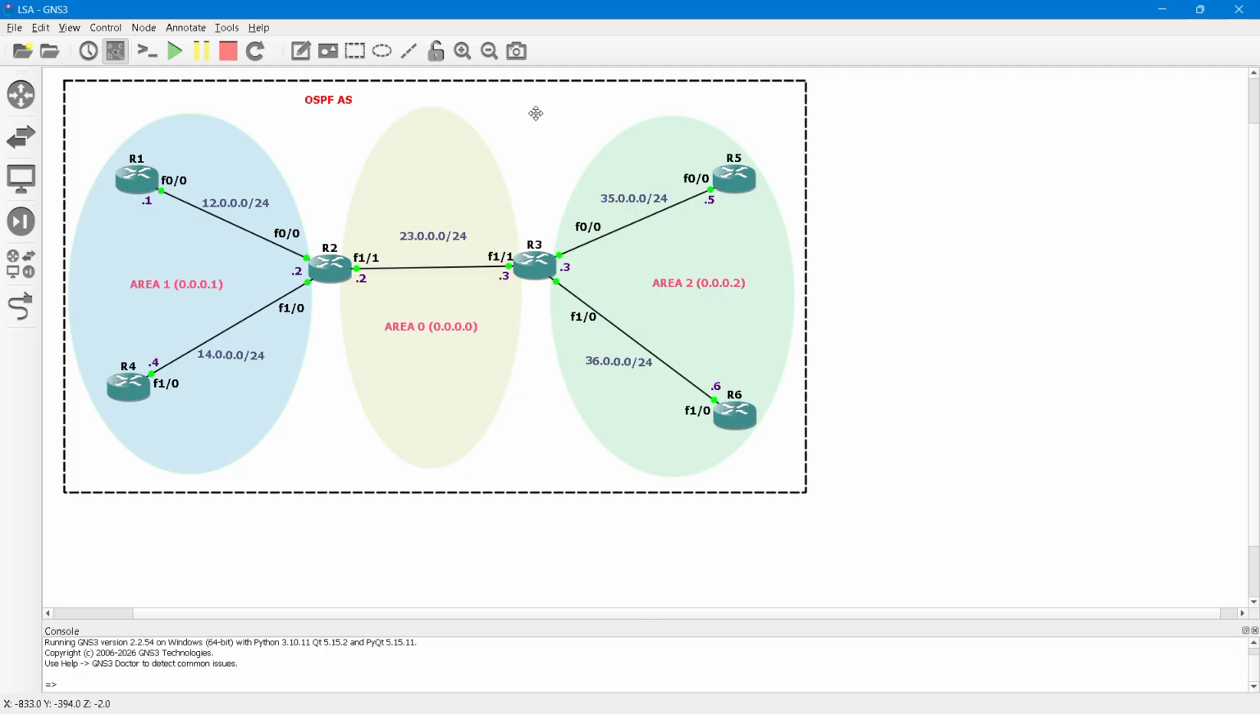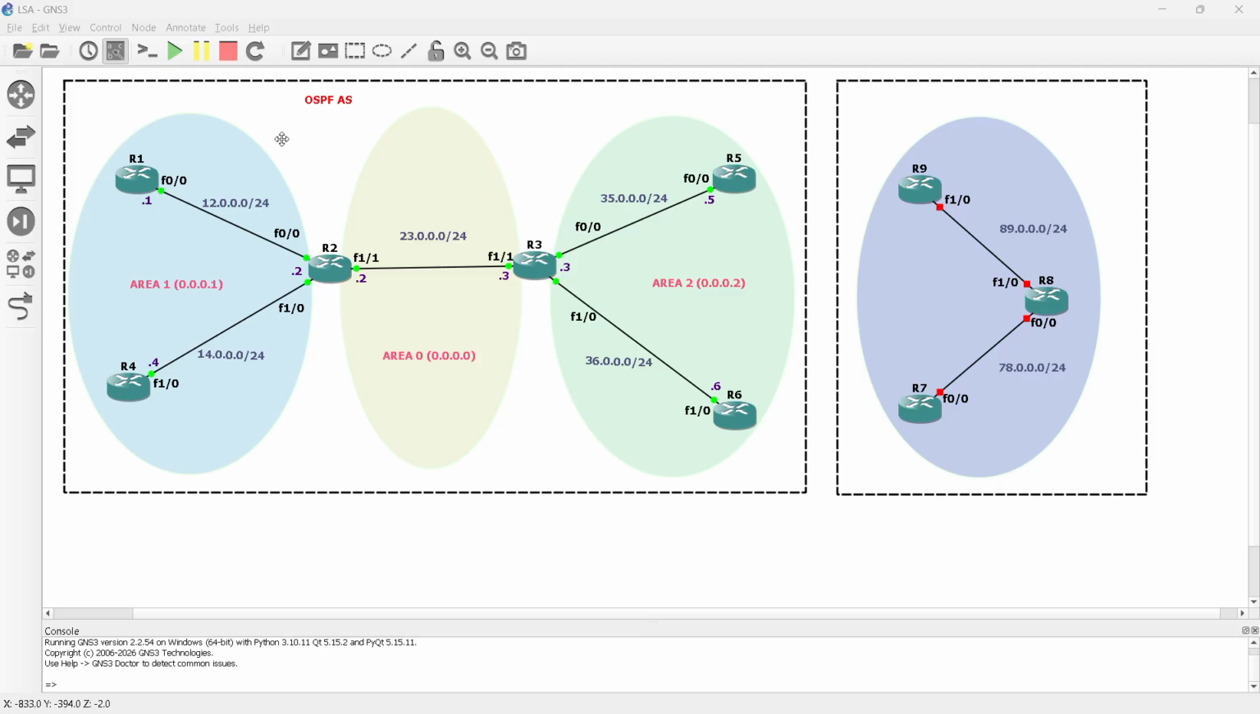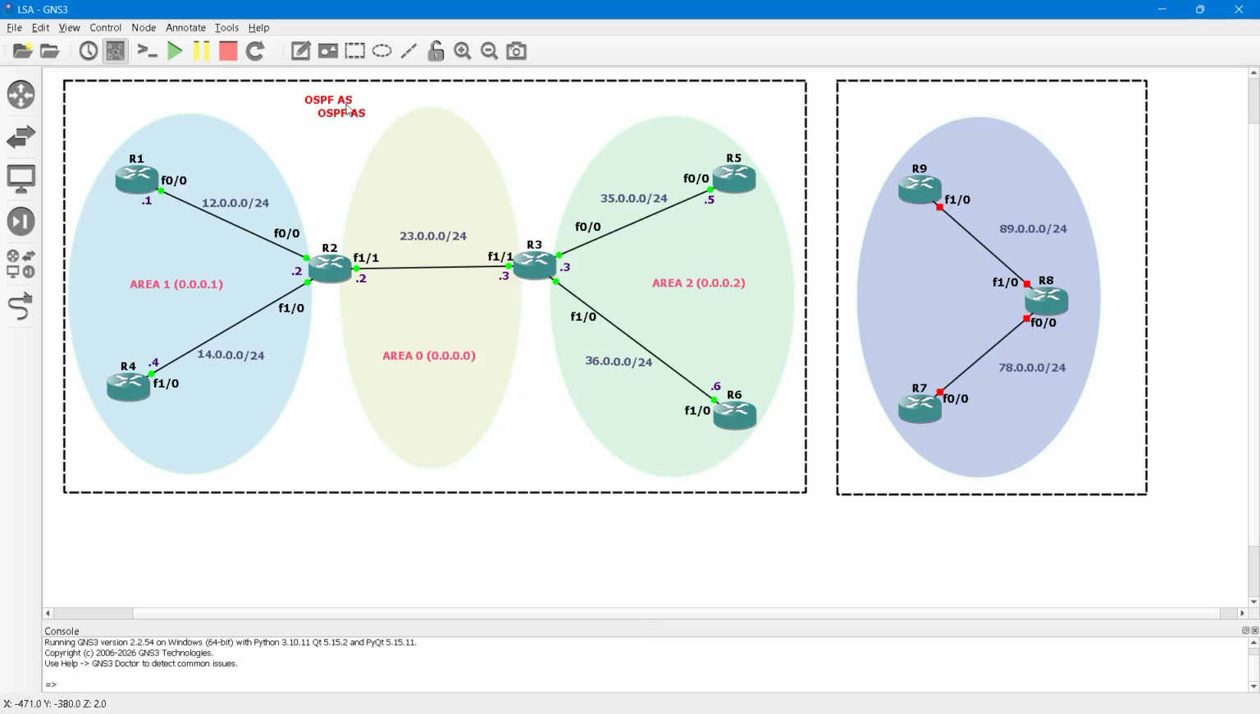Now let's suppose in this topology we add one more autonomous system. Let me pull out the topology. Okay, so we have this one autonomous system where OSPF is working as a routing protocol, and now we have another autonomous system where RIP protocol is used for routing instead of OSPF, right? Yes. So now these are working autonomously.